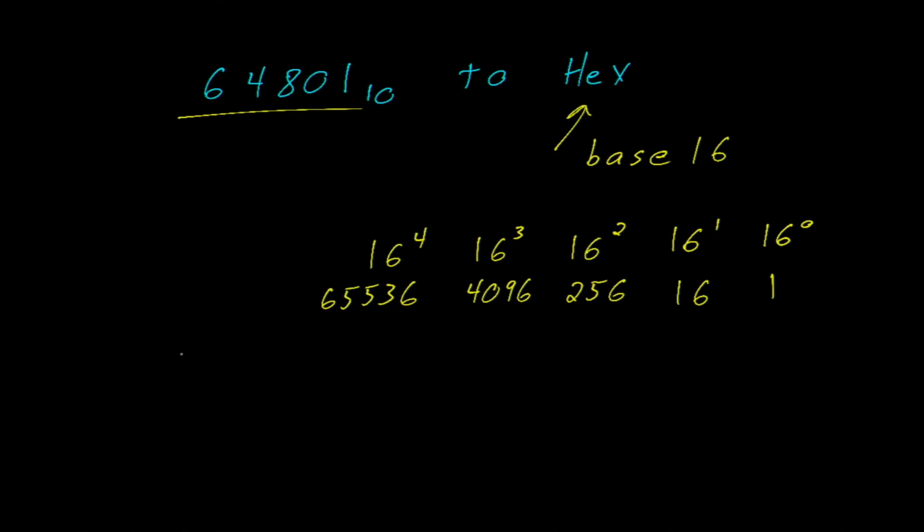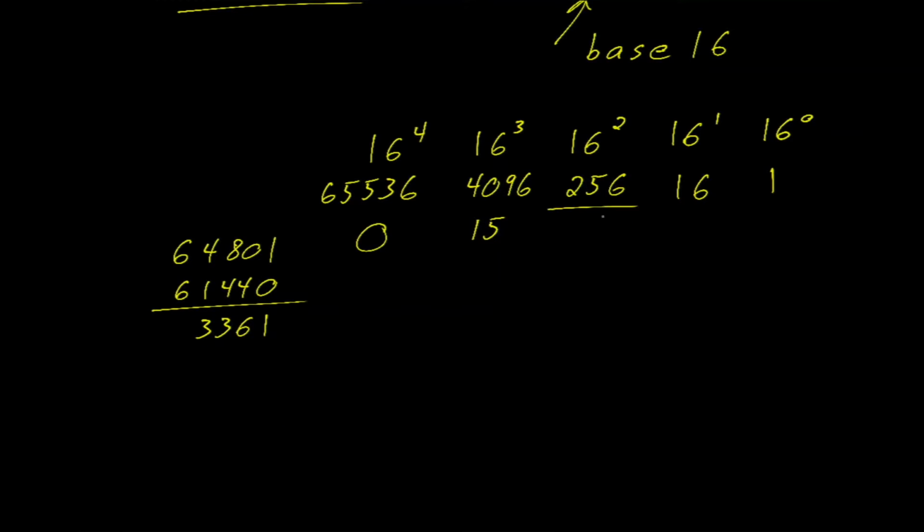Next, we take our original number and we move it down here, so 64801. How many times will the number 65536 go into that number? The answer is 0. It doesn't. How many times does 4096 go into that number? 15 times. So 4096 times 15 is 61440. We perform the subtraction, leaving us with 3361. How many times does 256 go into that number? The answer is 13. So 13 times 256 is 3328. We perform the subtraction once again, which leaves us with 33.